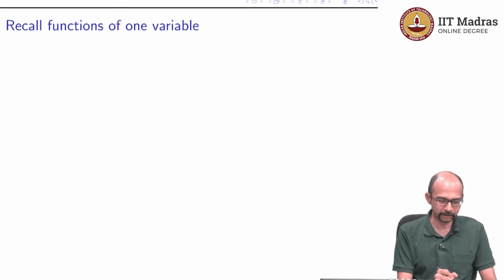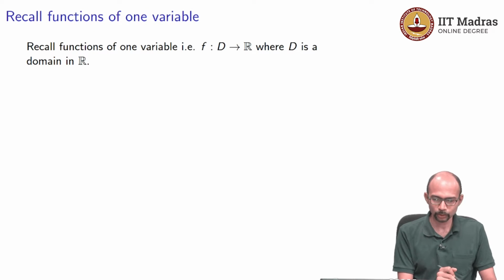So, we did this at the beginning of the course. Recall that functions of one variable are functions from a domain D in R to real numbers. So, they are real valued functions. They are like f of x is equal to some expression which evaluates to a number. Here are some examples which we have seen earlier.